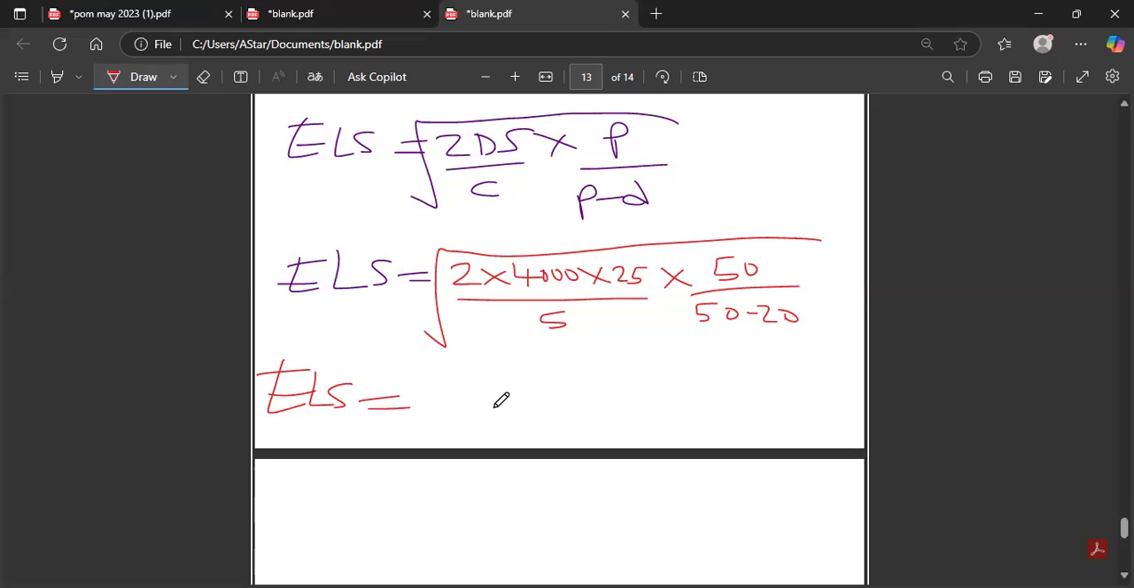So 2 times 4,000 times 25 divided by 5 times 50 divided by 30. Is it 258? What about the others? What are the others saying?